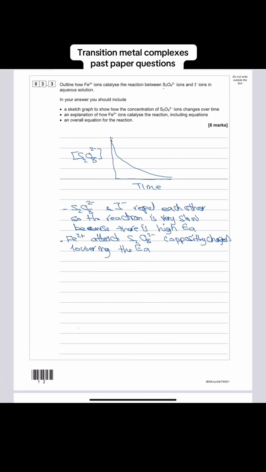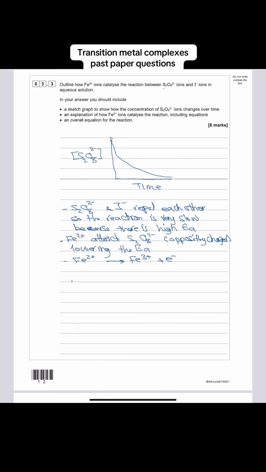And then you also have to refer to the fact that iron has a variable oxidation state, or the iron is going to be oxidized, the iron 2 into iron 3. So you can simply write the equation for the oxidation: Fe2+ changes into Fe3+ plus an electron. And then you need to start writing the different equations for this catalyzed reaction.